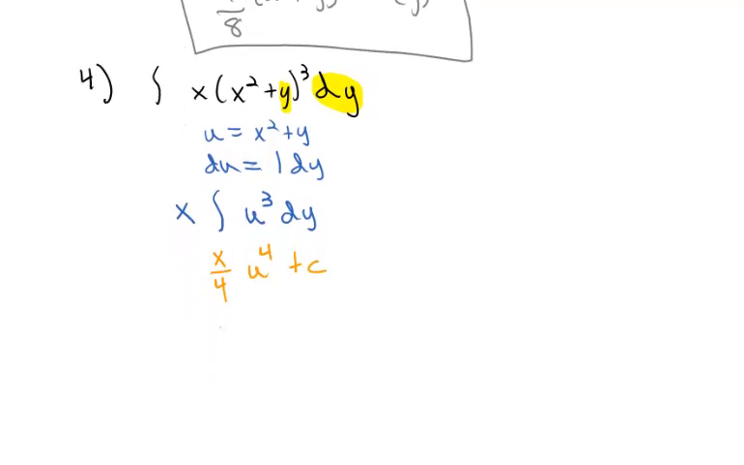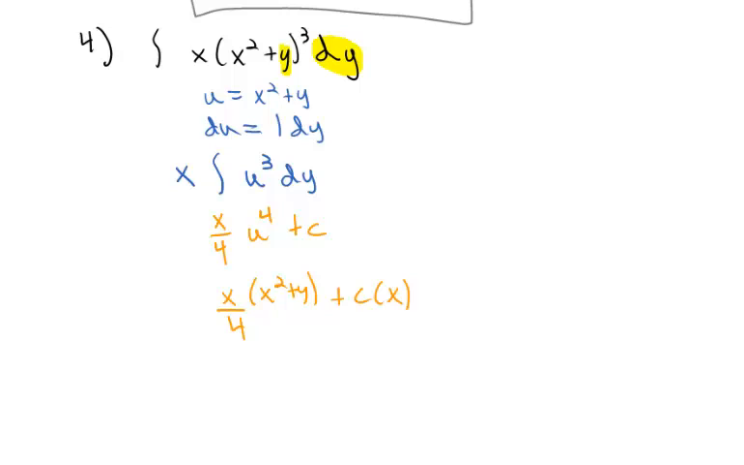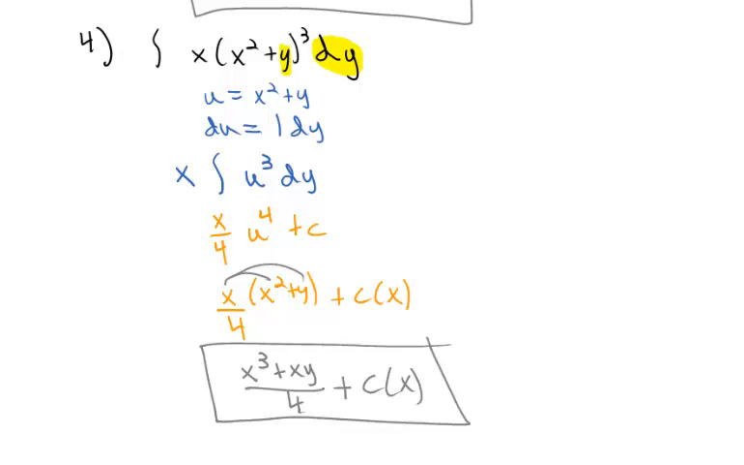And then we just have to replace that u to the 4th with what it equals. That would be (x squared plus y) to the 4th, plus a constant with the other variable, which we will call x. Could stop there. I'm just going to clean up by distributing through that numerator. So we have x cubed plus xy over 4 plus the constant in x. And that is our integral with respect to the other variable.